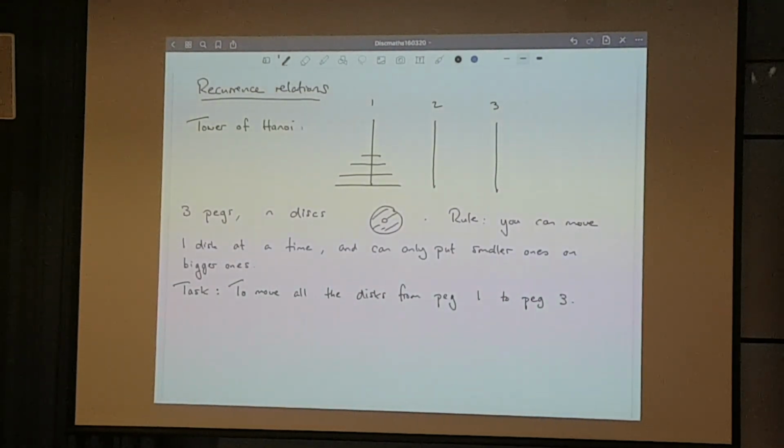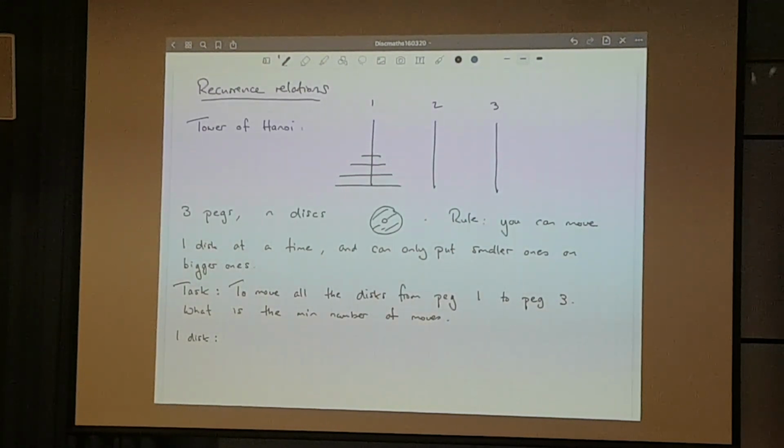So let's think about numbers of discs. We want to know the minimum number. The question is, what is the minimum number of moves we can do this in? So let's look at n is 1, so 1 disc. What's the answer for 1 disc?